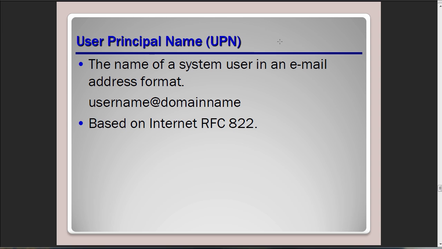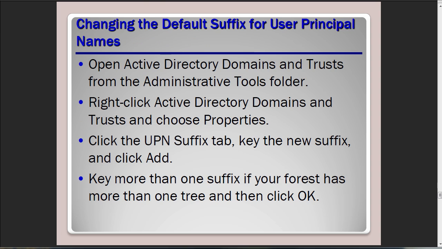UPN, the name of a system user in an email address format. So user principal name is essentially a user's name in email format, based on the Internet RFC standard 822. So again, by having these standards, that's where we can start using these across platforms. Default suffix for user principal names, we can go in and do that if you'd like. My suggestion is it's fine the way it is, but you may have applications or Linux or Unix requirements that might require a change. So this is how we can go in and do that.